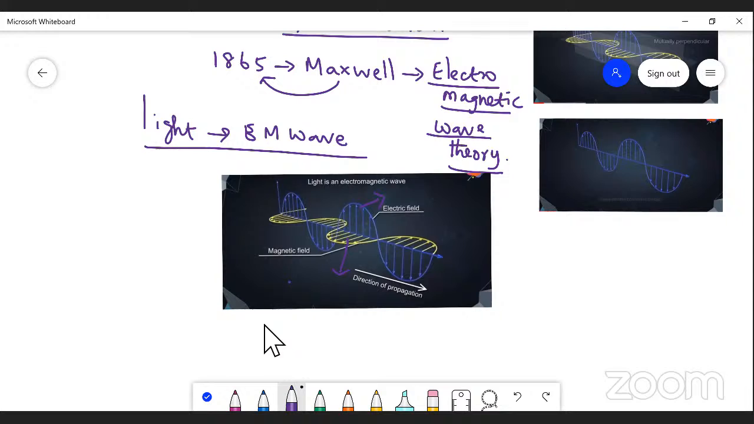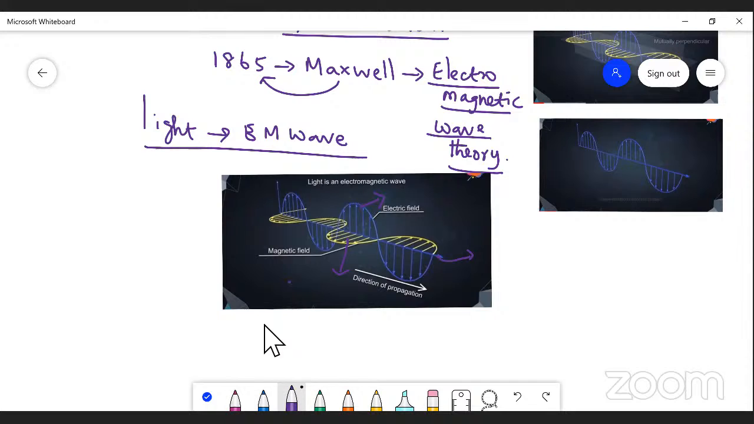And also, they are perpendicular to the direction of propagation of the wave. It means the angle between electric field vibration and the magnetic field vibration is 90 degrees. The angle between electric field vibration and the direction of propagation of the wave is 90 degrees. The angle between magnetic field vibration and the direction of propagation of the wave is also 90 degrees. So the direction of propagation of wave, electric field vibration and magnetic field vibration are mutually perpendicular to each other.